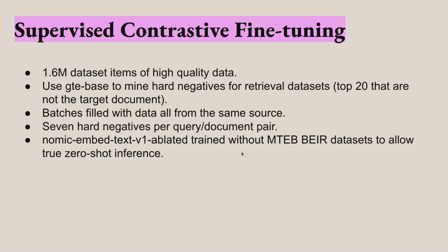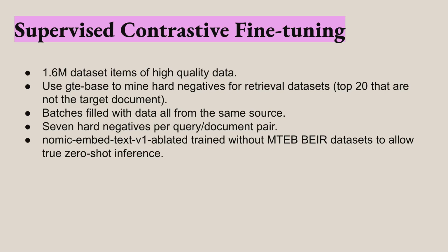So that's stage 2. Stage 3, we get to supervised contrastive fine-tuning. And this is a much smaller data set. It's 1.6 million items of high-quality data. They mine for hard negatives for their retrieval data sets. And hard negatives are the top 20 documents that are not the target document. So they're still somewhat related to the query, and that's what makes them hard to distinguish as negatives.